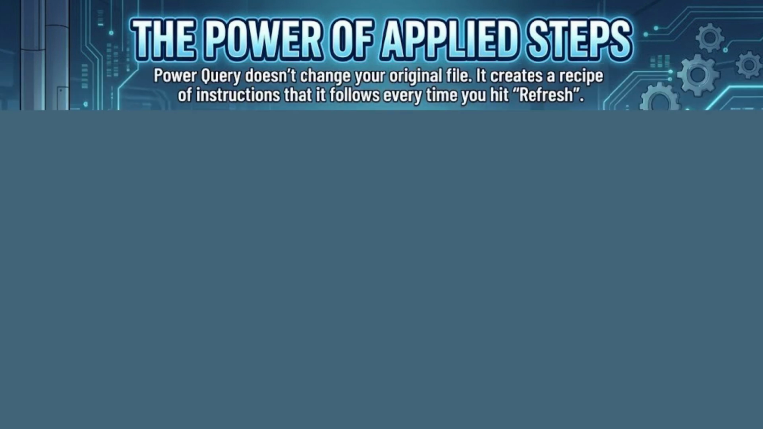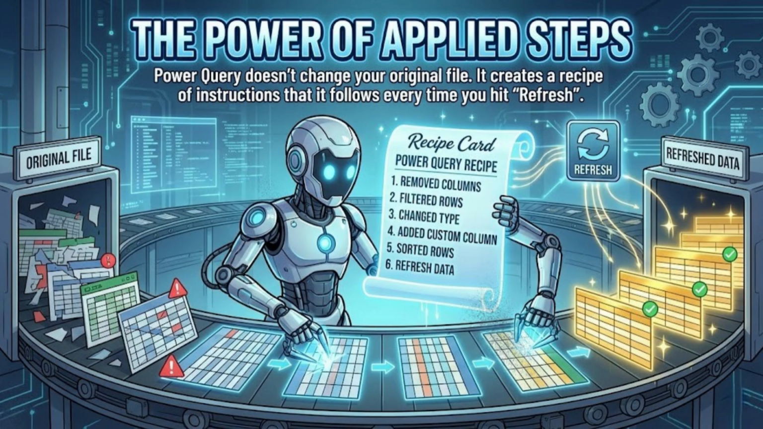Think of Power Query as a recipe card. You're not changing the original file. The original file stays messy. You're creating a set of instructions. Take the eggs, crack them, whisk them. Every time you want an omelet, you don't need to reinvent the recipe. You just follow the steps. Power Query follows your steps every single time you hit refresh.